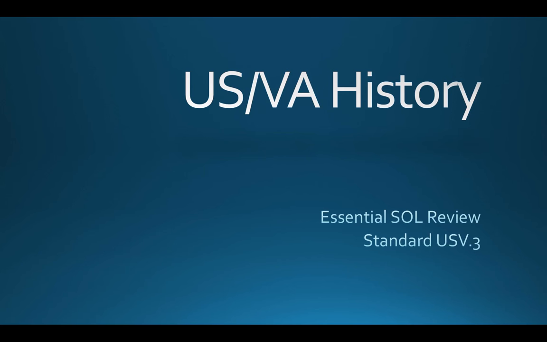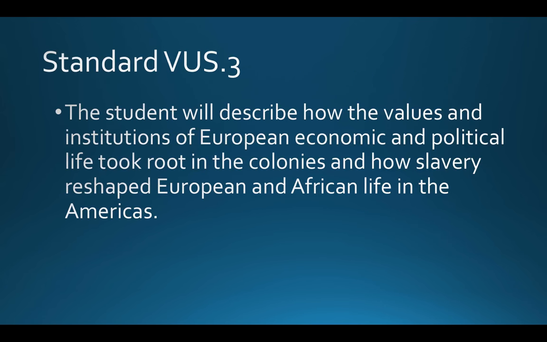This video is going to be a quick review for the third standard of the USVA history curriculum for the state of Virginia. The standard reads, the student will describe how the values and institutions of European economic and political life took root in the colonies and how slavery reshaped European and African life in the Americas.